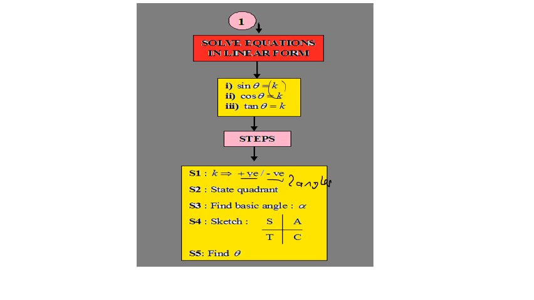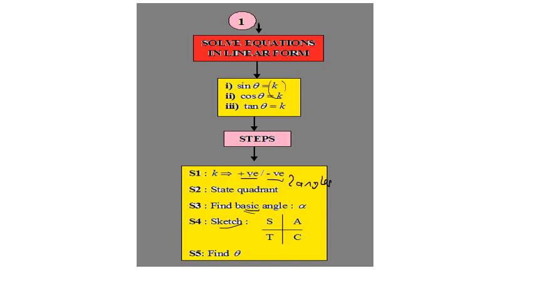Okay, next, step number 3, find the basic angle. So the basic angle, let's say 30 degrees or 60 degrees, because that's the basic angle. And then sketch. Maybe the sketch will help you to find the basic angle in this case. And then find the theta.